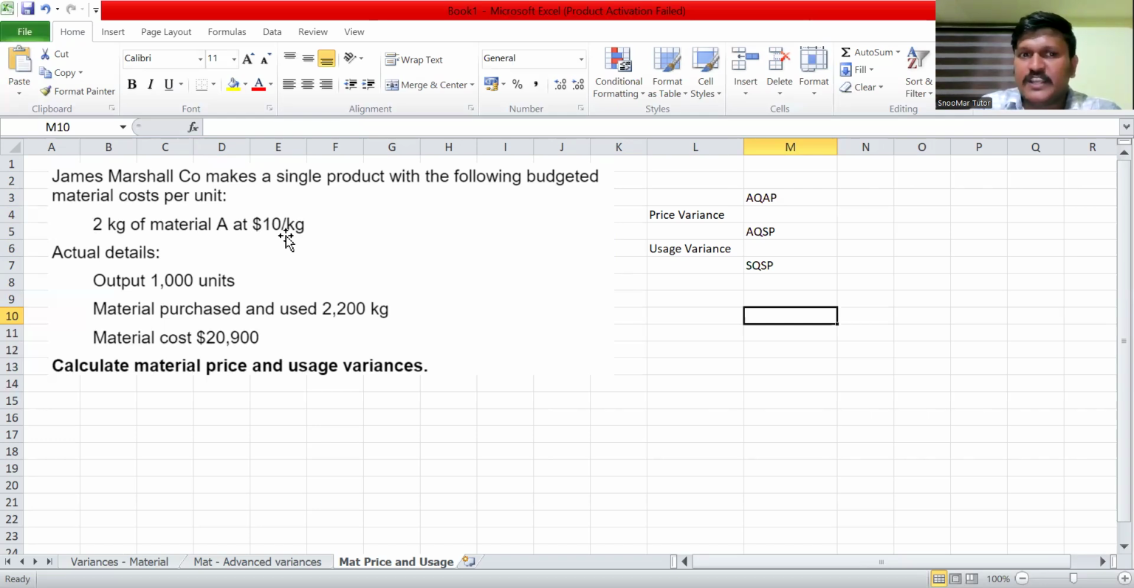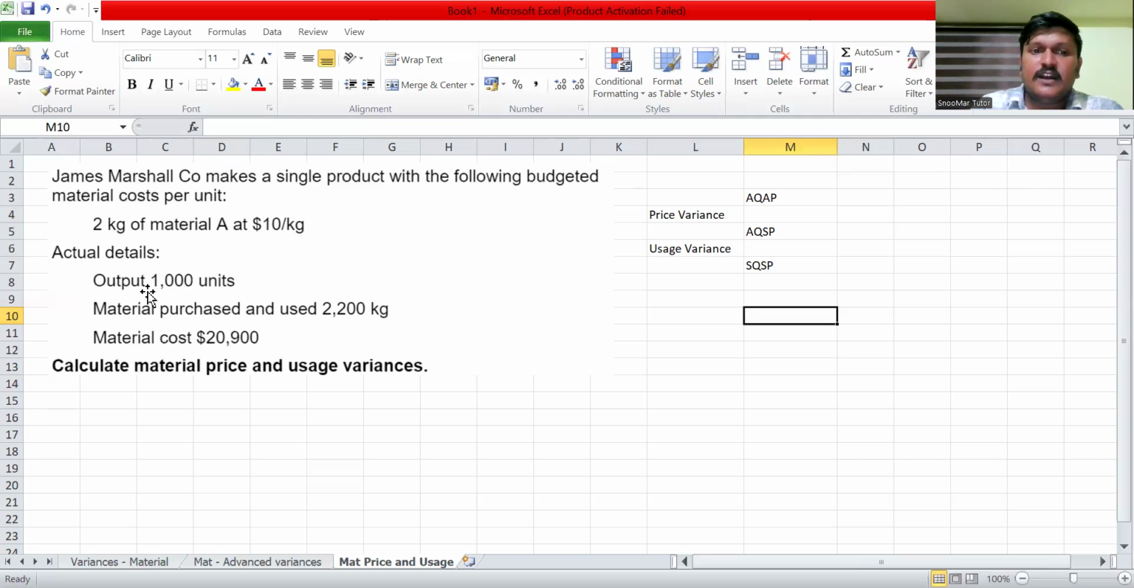Now, what is the difference with the budget? Let's say I originally budgeted for 500 units. My budgeted quantity was 500 into 2, which is 1000 kg. Assuming it's not in the question, if I originally budgeted for 500 units of output, while the actual is 1000, 500 is your original budget. On the standard usage, 500 into 2, I would have 1000 kg as my usage, and 1000 kg into $10 would be my cost. That is what we will be looking at.